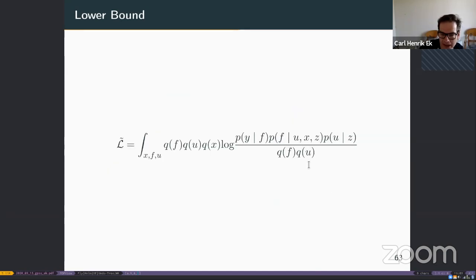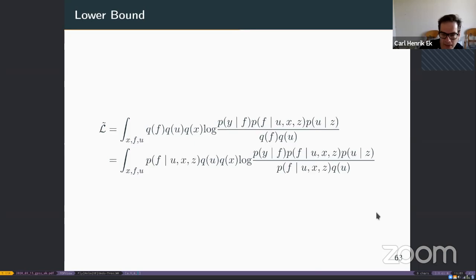So if we plug this in, so this is just a copy of the previous slide. If I plug this in, so I replace Q of F with P of F given U, X, Z. Well, now you get this. You now have the conditional distribution here, which is the same as the approximate posterior. So now these two terms cancel each other.